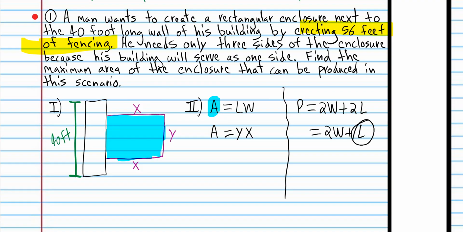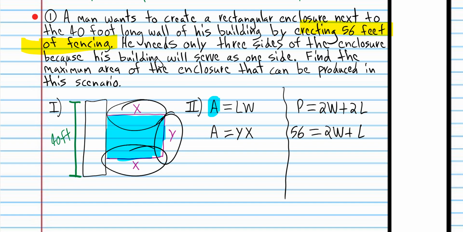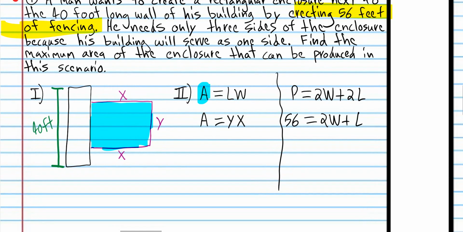So we don't need 2L, we just need L. And the perimeter is 56. That's how much fencing we're using. That's 3 sides of the rectangle. Now, I'm going to put a cross through that just so we can understand that we changed that based on the context of the problem. Now the width is x. I just chose x, and the length is y.